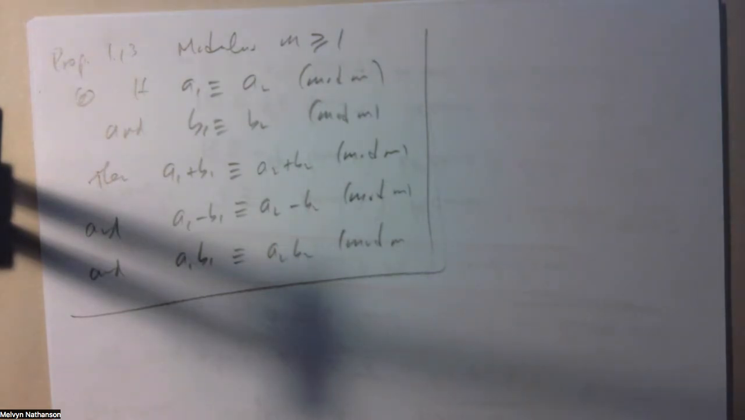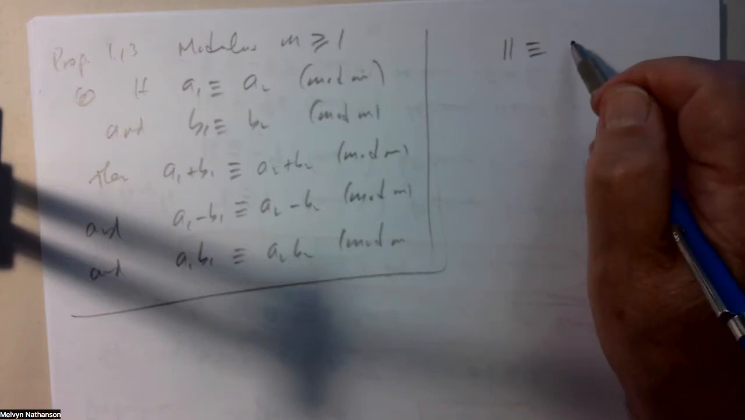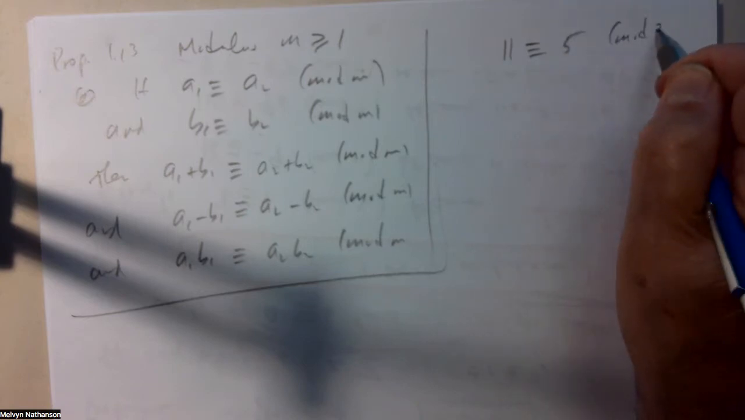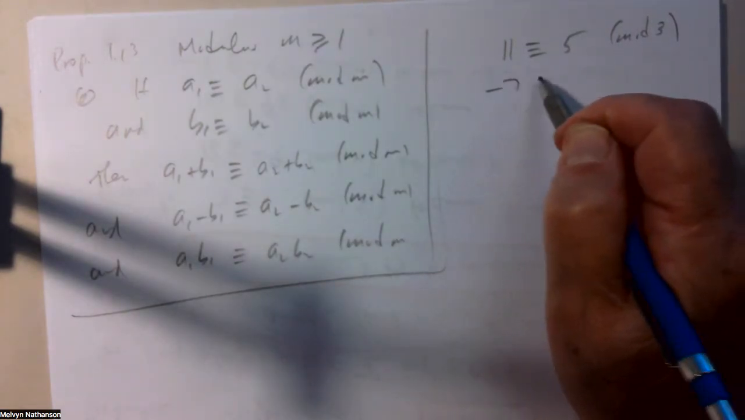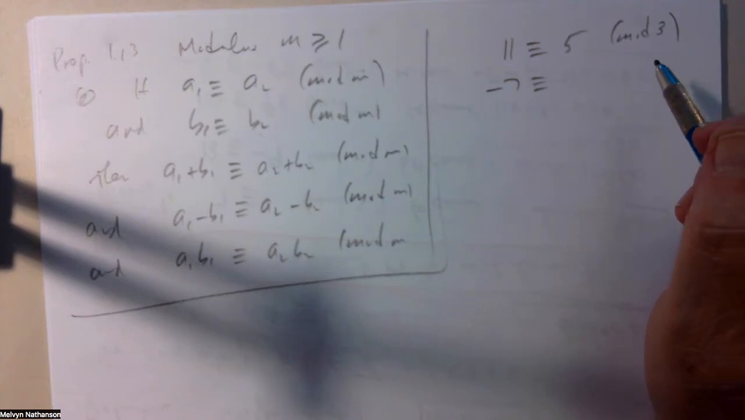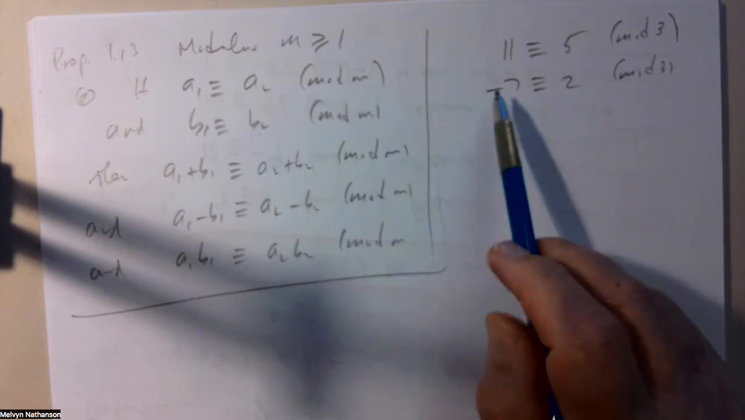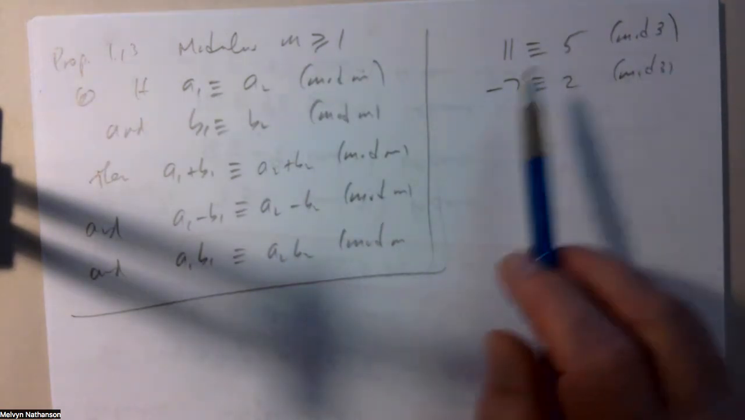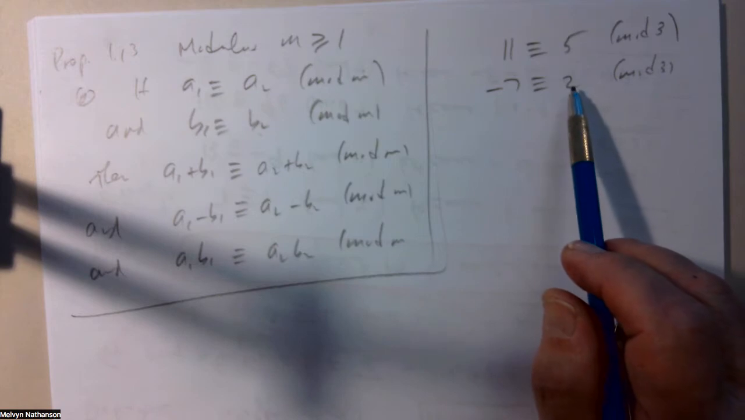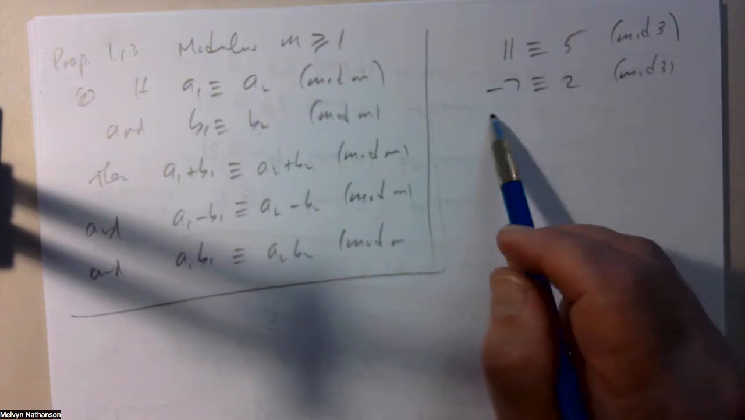So let's just take an example. Let's say 11 is congruent to 5 mod 3. And minus 7 is congruent to 2 mod 3. Why are these true? 11 minus 5 is 6. 6 is divisible by 3. Minus 7 minus 2 is minus 9. Minus 9 is divisible by 3. So we have these two congruences.